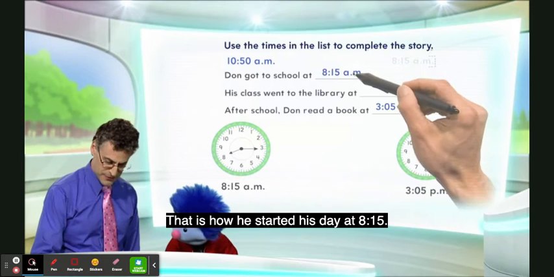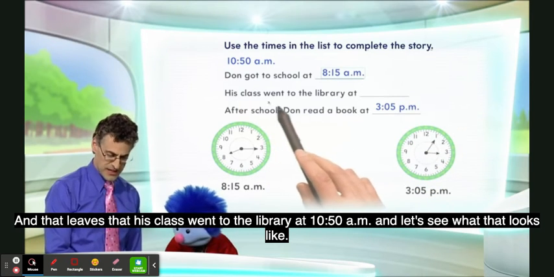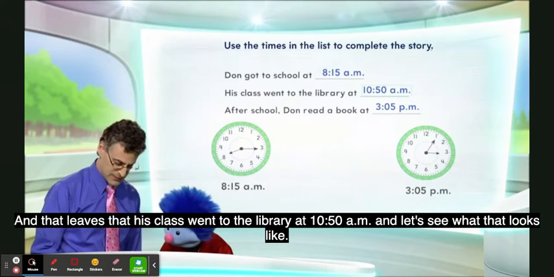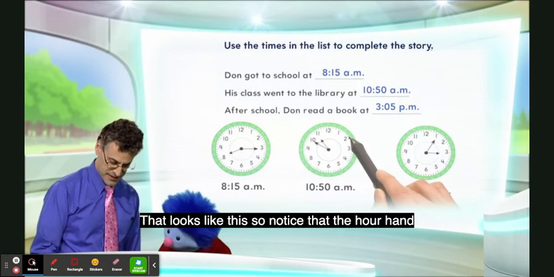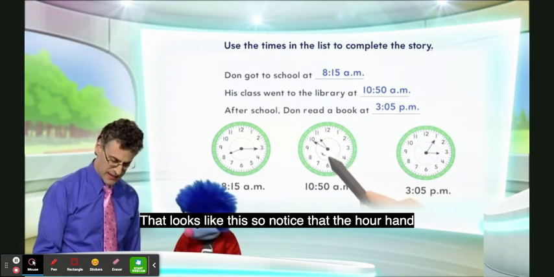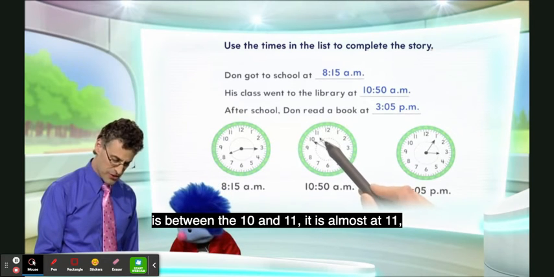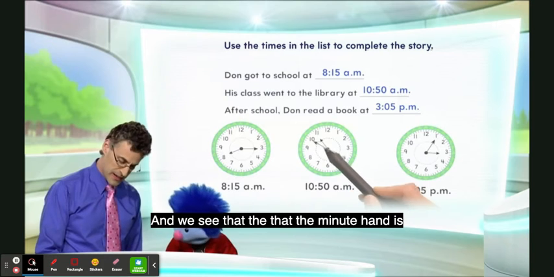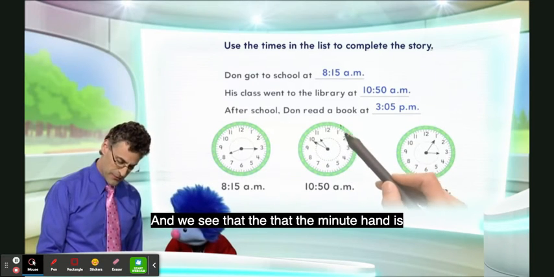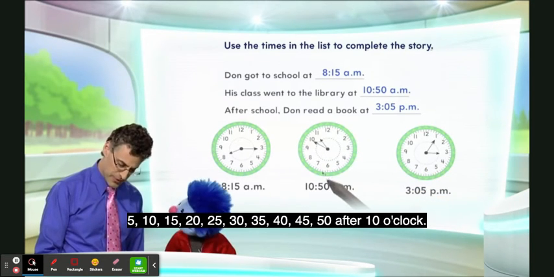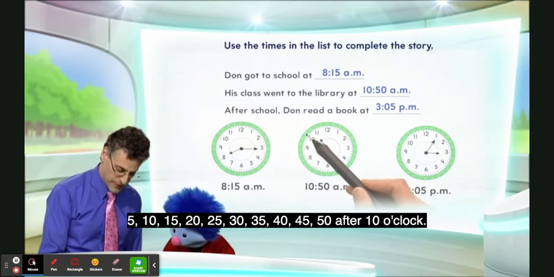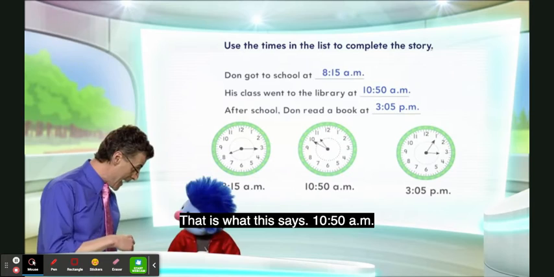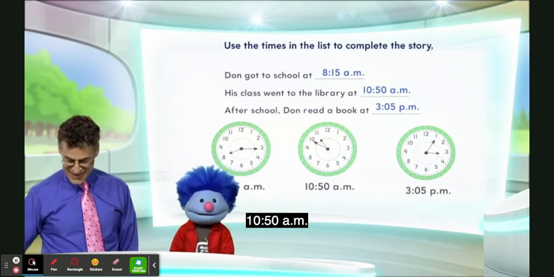That's how he started his day at 8:15, and that leaves that his class went to the library at 10:50 a.m., and let's see what that looks like. That looks like this. So notice that the hour hand is between the 10 and 11. It's almost at 11 because it's almost 11 o'clock. And we see that the minute hand is 5, 10, 15, 20, 25, 30, 35, 40, 45, 50 after 10 o'clock. And that's what this says, 10:50 a.m.